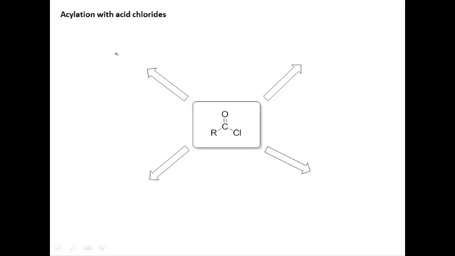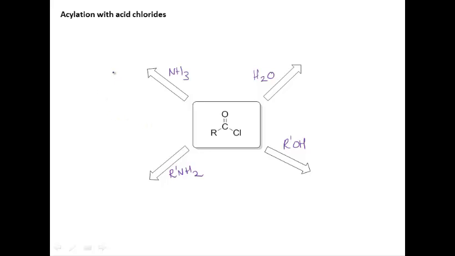So let's have a look at some acylation reactions with acid chlorides. There are 4 of these that you need to think about. There is the reaction with ammonia. There is the reaction with a substituted amine, such as a primary amine. There is the reaction with water and the reaction with alcohols.